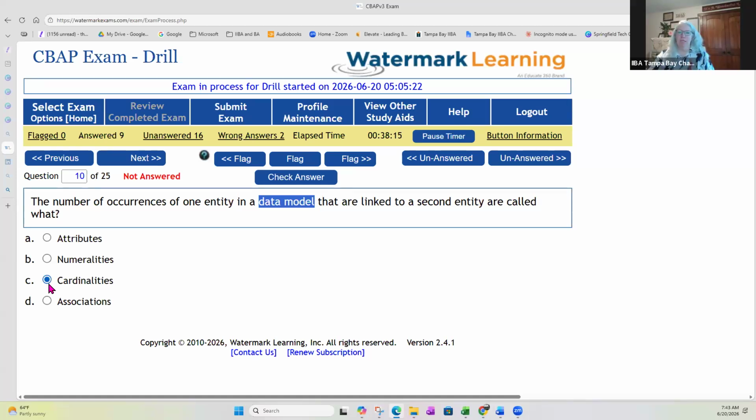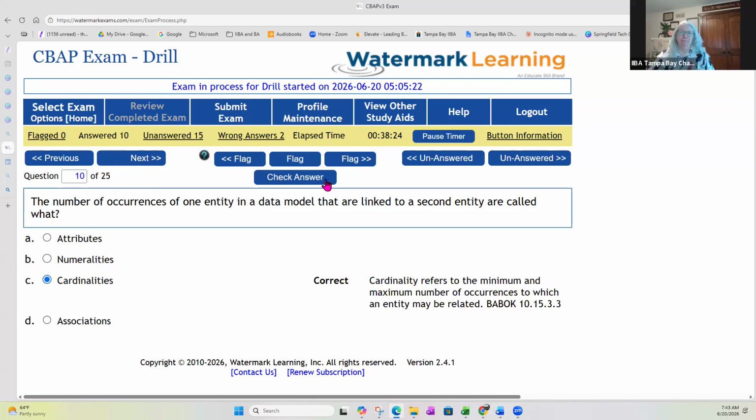Okay, I've got a vote for C. Gabrielle, what do you think? Could be cardinalities. Okay. Cardinality refers to the minimum and maximum number of occurrences to which an entity may be related. Numeralities is not a word. Awesome.